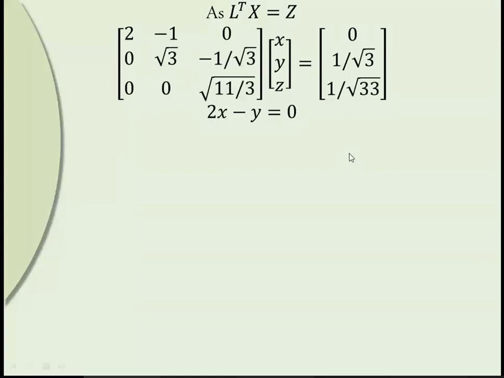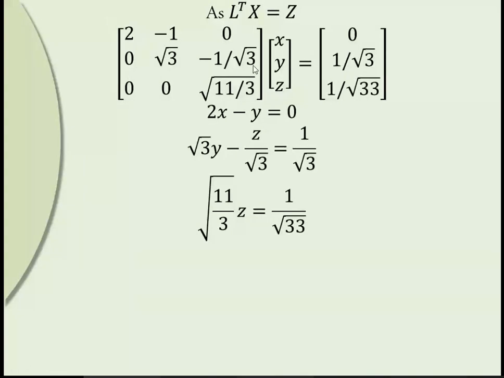So doing the substitution, L transpose into X as X, Y, Z, and Z as these values, Z1, Z2, Z3. Now take the product of these two matrices, first row into first column, second row into first column, third row into first column, equate with these elements. So you get three equations.